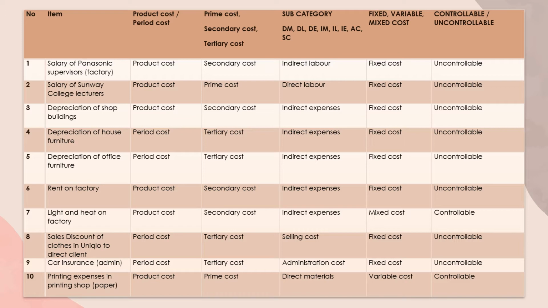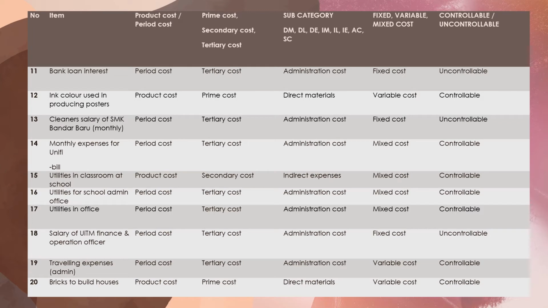10. Printing expenses in printing shop, for the paper, product cost, prime cost, direct materials, variable cost and controllable. Next, bank loan interest, period cost, tertiary cost, administration cost, fixed cost, uncontrollable. Ink color used in producing posters, product cost, prime cost, direct materials, variable cost, controllable.